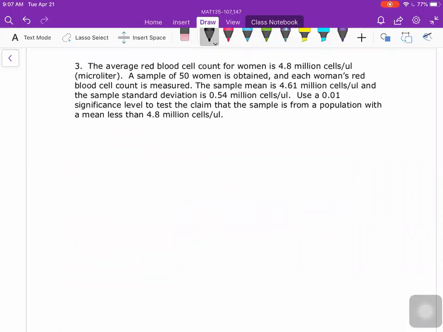The average red blood cell count for women is 4.8 million cells per microliter. A sample of 50 women is obtained, and each woman's red blood cell count is measured. The sample mean is 4.61 million cells per microliter, and the sample standard deviation was 0.54 million cells per microliter. Use a 0.01 significance level, so that's alpha equals 0.01, to test the claim that the sample is from a population with a mean less than 4.8 million cells per microliter.